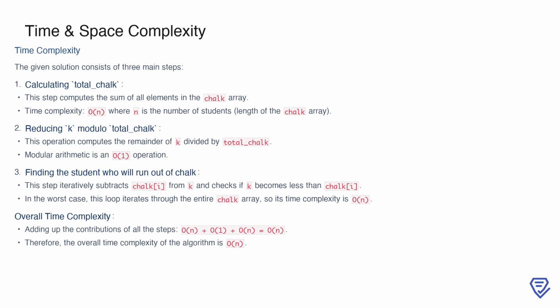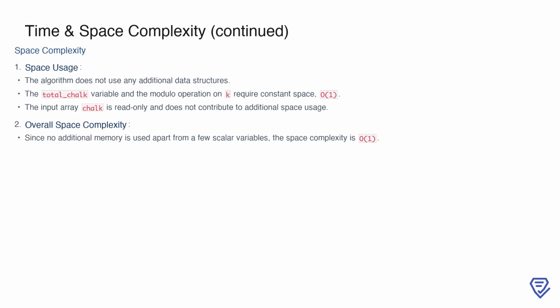This is a constant time operation, so its complexity is O(1). Finally, we identify the student who will run out of chalk by iterating through the chalk array and subtracting values from k until it becomes less than the current student's chalk requirement. In the worst case, this loop runs through all n students, making it O(n). Combining these steps, the overall time complexity of the solution is dominated by the 2 linear operations, resulting in an O(n) complexity.